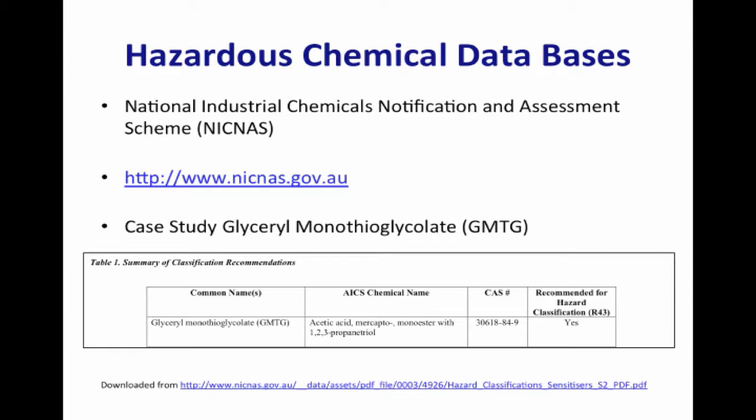NICNAS conducts chemical risk assessments according to the type of chemical notification received. For a chemical which is already used in Australia, a quantitative risk assessment measures the risk posed by the chemical, while for a new chemical, a qualitative assessment describes the risk.